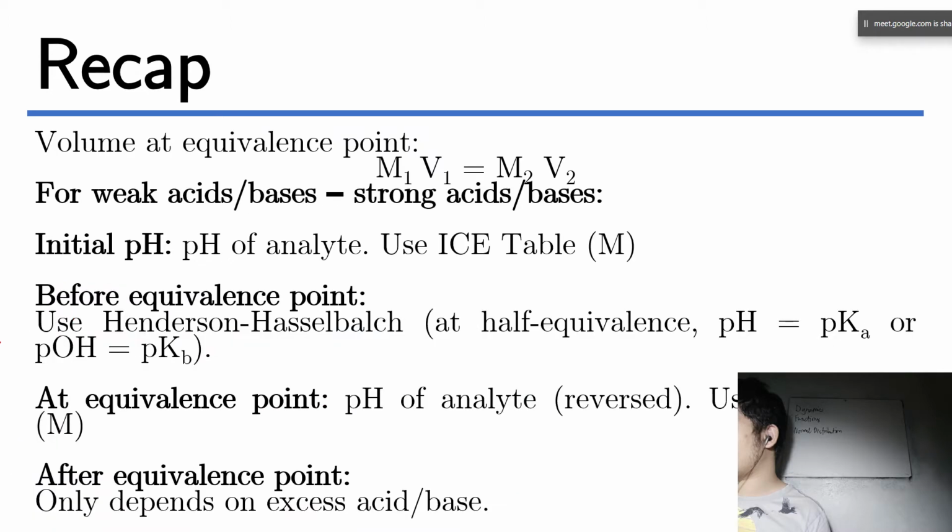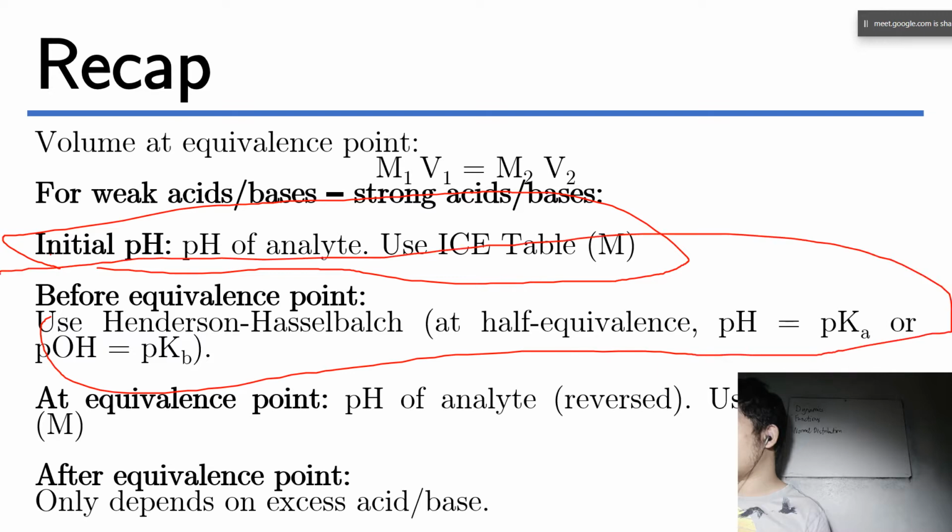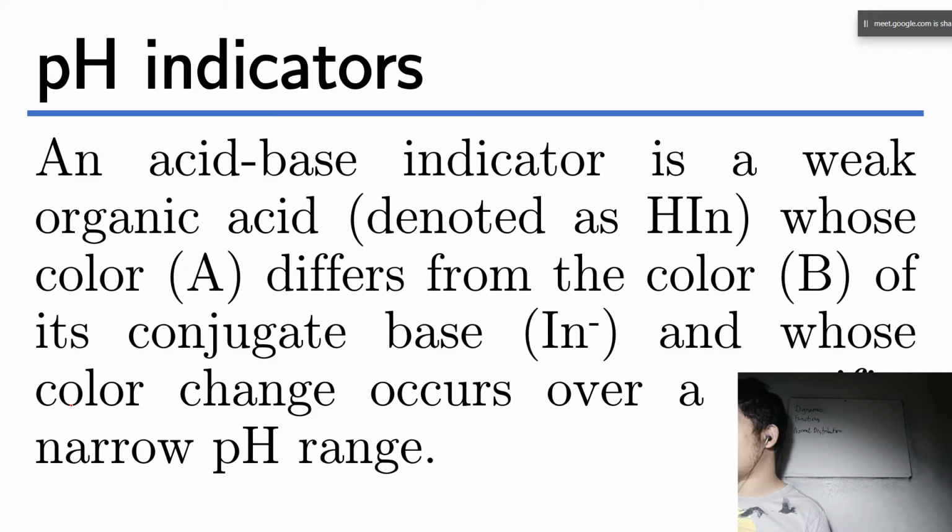Then for weak acids and bases, interacting with strong acids or bases, initial pH of the analyte, use ICE table. Tapos, before equivalence point, use Henderson-Hasselbalch. I hope na alala nyo pa yung ginagawa natin. And always remember this, super powerful nito, no? And at equivalence point, pH of analyte, use ICE table din, no? And lastly, after equivalence point, it depends on excess acid or base only.